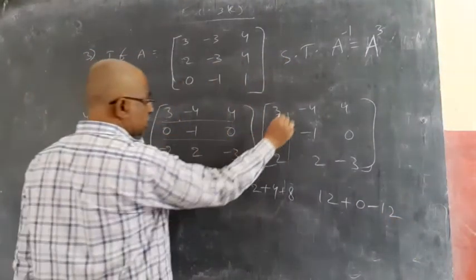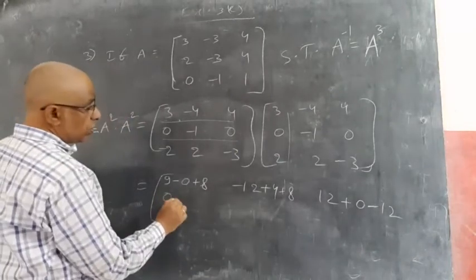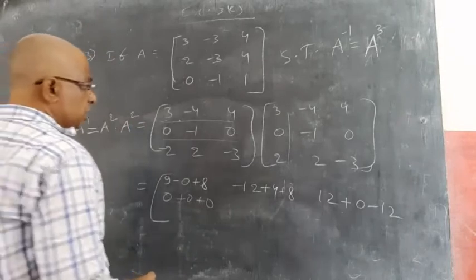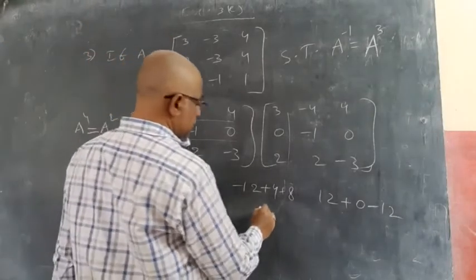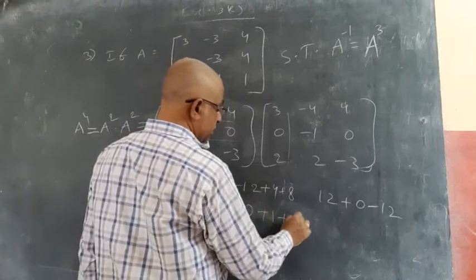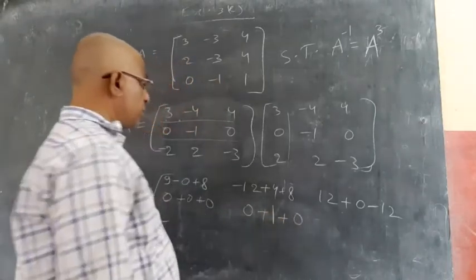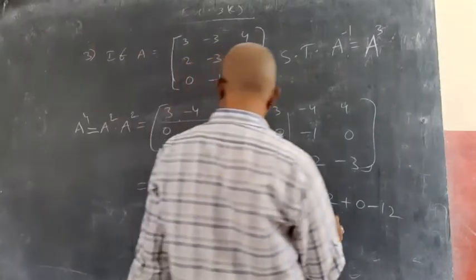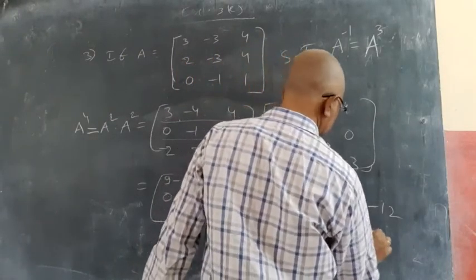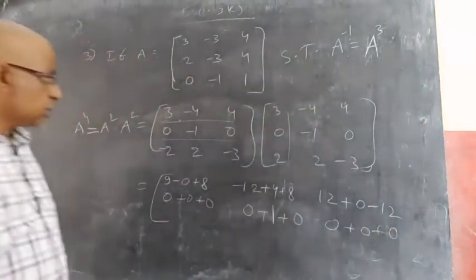Second row with first column. 0 plus 0 plus 0. Next, second row with second column. 0, 0 minus 2 minus plus 1 plus 0. Next, second row with third column. 0 plus 0 plus 0. Next, third row with first column.